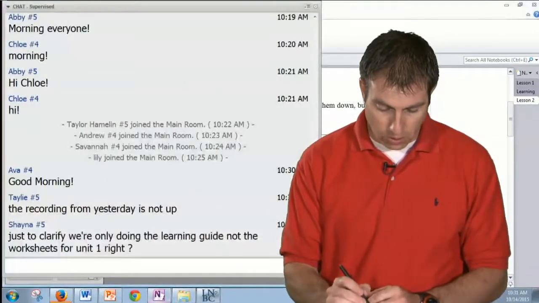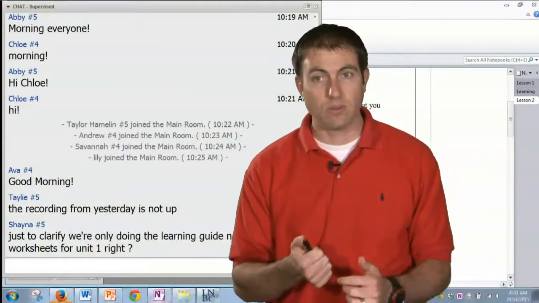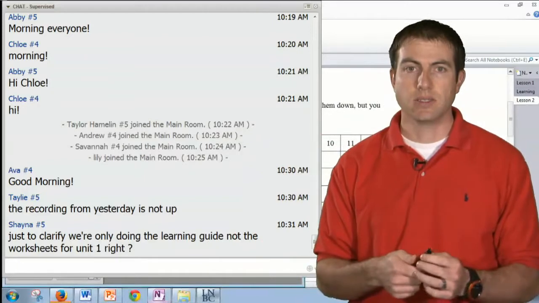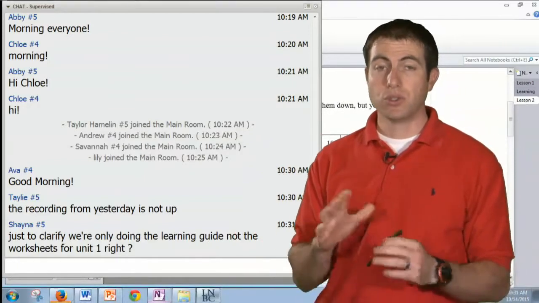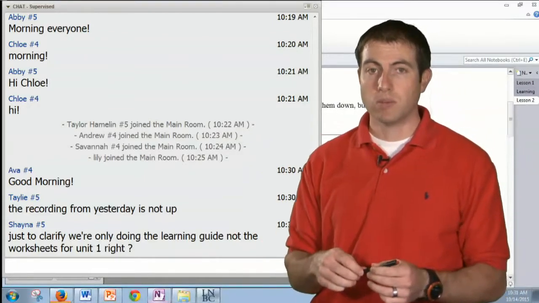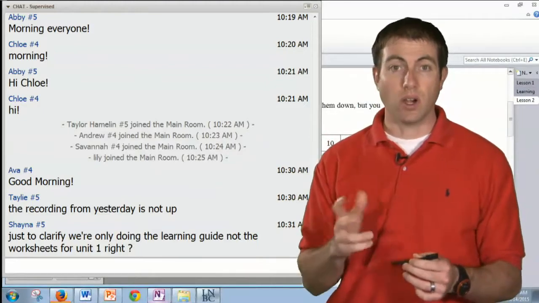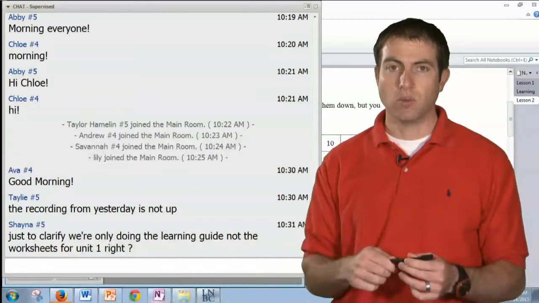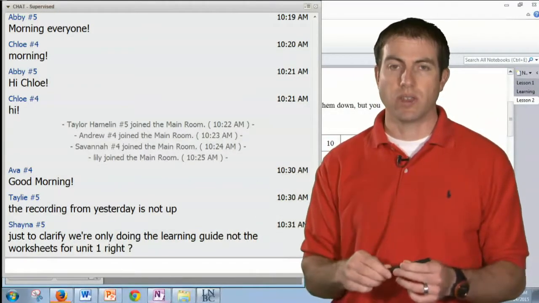Shane has asked a question: are we doing the learning guide, not the worksheets? That's a really good question. Yeah, we're just doing the learning guide. If you want some extra practice, those worksheets are there in the assignments, so you're welcome to do them. All the solutions and everything are there.